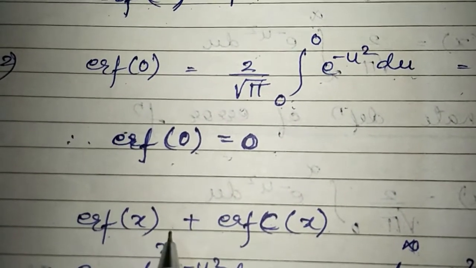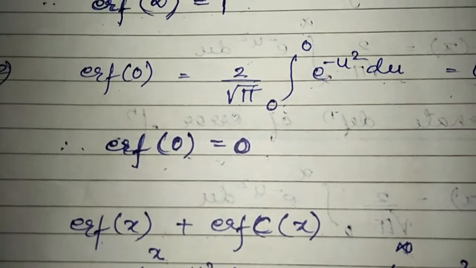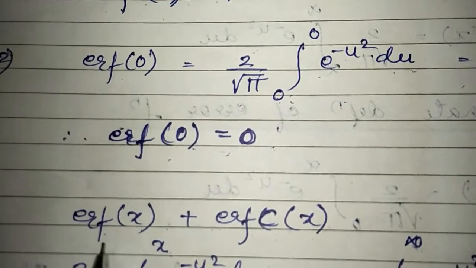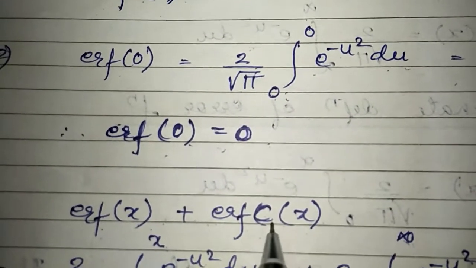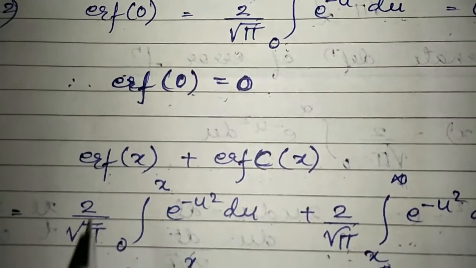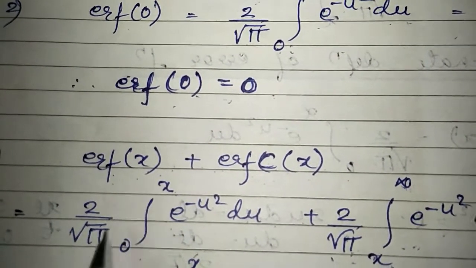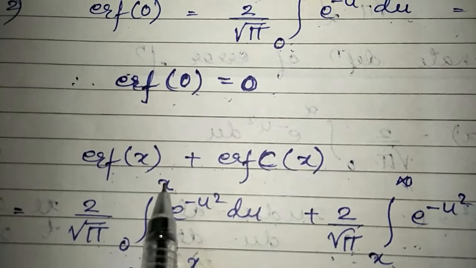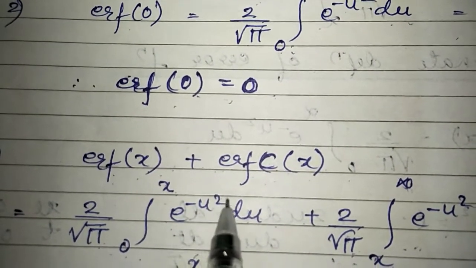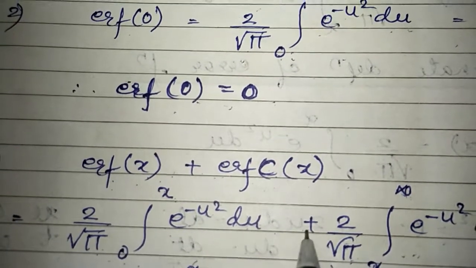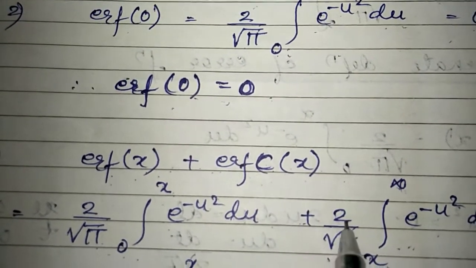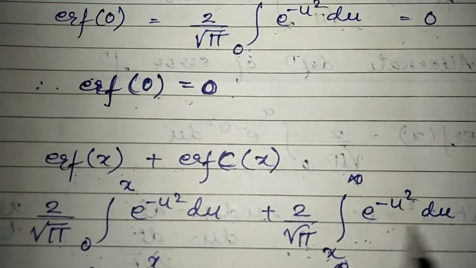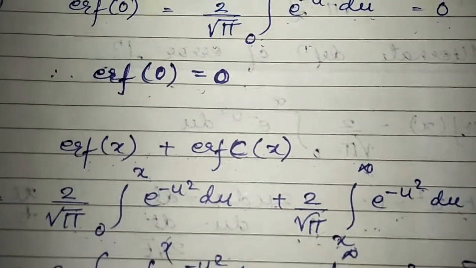Error function of x plus complementary error function of x. We have to find the value of this, that is the sum of the error function of x and the complementary error function of x. Now, error function of x is what? It's 2 upon root pi integral 0 to x e raised to minus u square du, plus the complementary error function is 2 upon root pi integral x to infinity e raised to minus u square du.